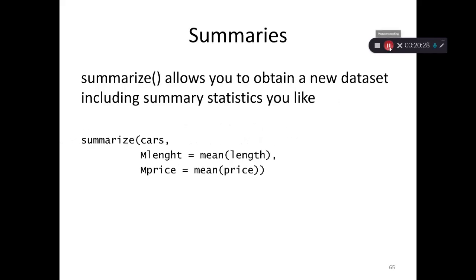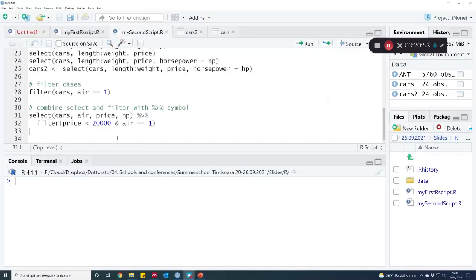So I told you that the function summarize allows you to obtain a new data set including the summary statistics you like. How does that work? Well, summarize takes as input the name of the data set you want to summarize, and then you can define variables as summaries of existing variables. For example, the mean length, the mean of price, etc., etc. Let's try that together in RStudio.